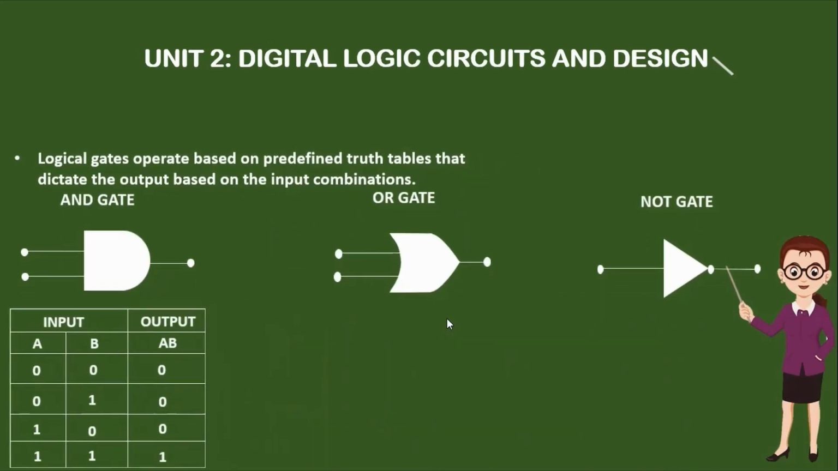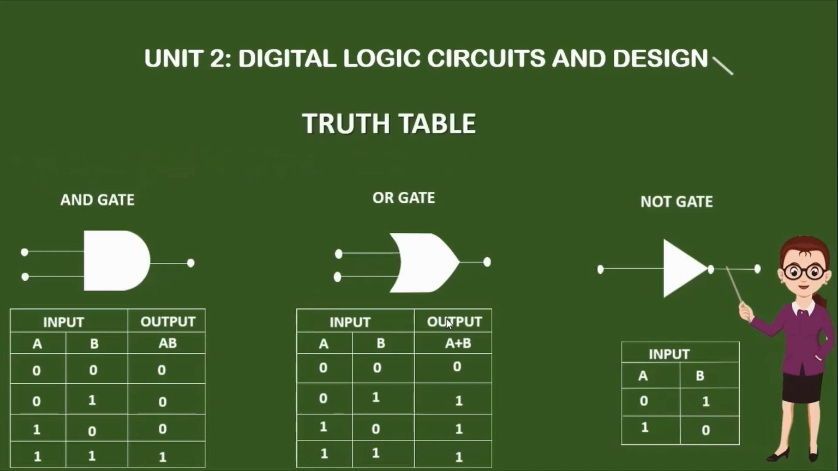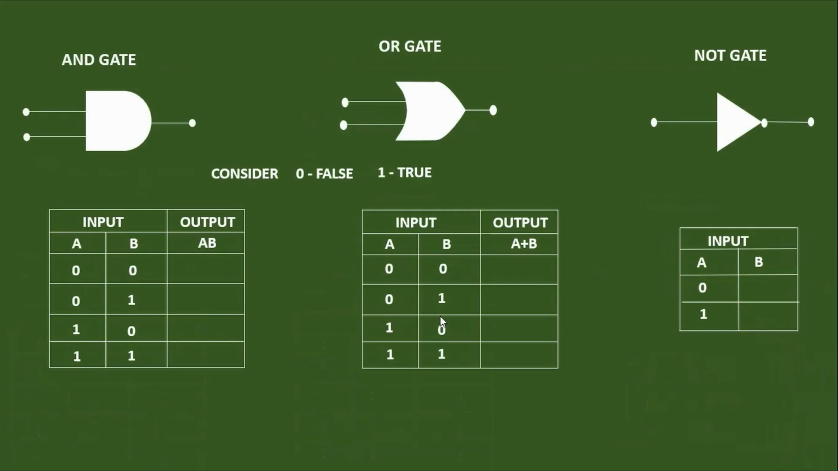We will get to know the truth table that belongs to each particular gate. So this is the truth table that belongs to the AND gate. This is the truth table that belongs to the OR gate. This is the truth table that belongs to the NOT gate. These are all the examples. We will get to know in detail in the next slide how these outputs were generated from these inputs. Here are the empty truth tables. We will understand how the output is generated for each particular gate.